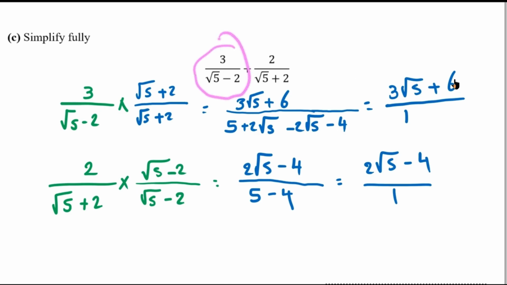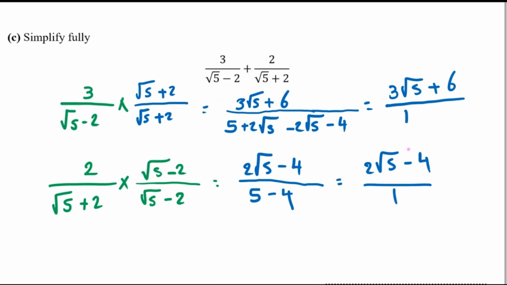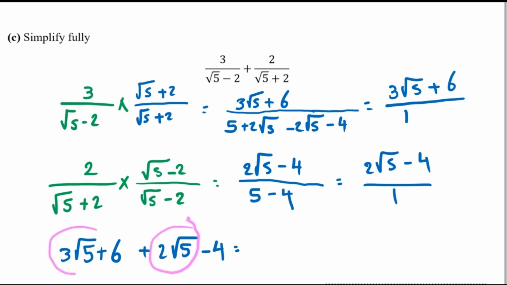This part is this part simplified, and this term is simplified as this part. So now we can link dots together. So we could say 3 square root 5 plus 6. This is the first term, plus the second one, 2 square root 5, take away 4. Now we can see here, this term is associated with 2, and this one is coefficient of 3. So we can collect like terms here.